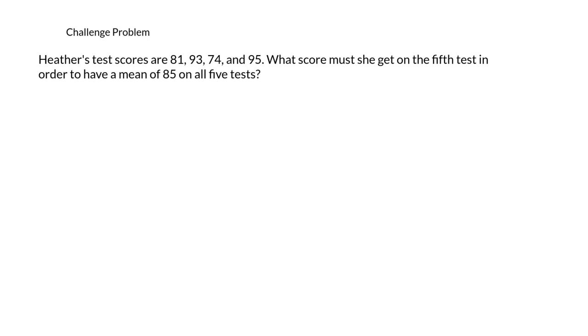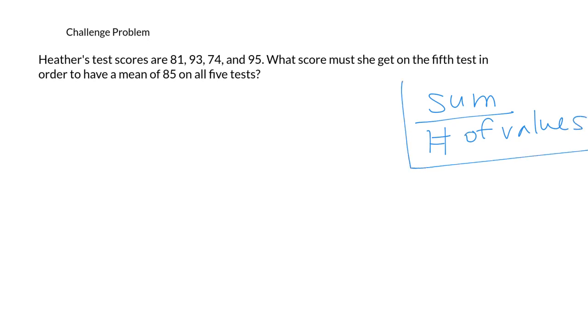Remember, that's our average, and the way that we do that is we find our sum of all of our values and we divide it by the number of values. So I kind of wrote that with a fraction bar there, but that's the same process we've been using. Now, having that is going to help us figure this out. So we don't know what her 5th and final test score is, but we want to figure out what she has to get to have a mean of 85.